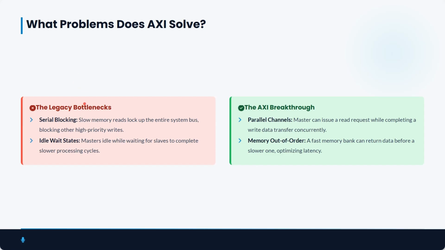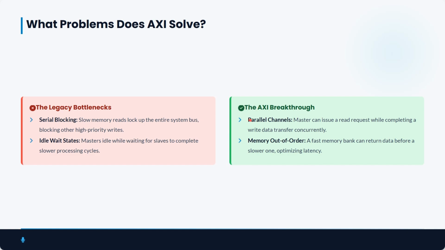So what actual architectural problem does AXI solve inside an SoC? In older shared bus architectures like AHB, you run into several legacy bottlenecks. So let's have an example. Imagine a CPU issuing a read request to a slow external flash memory on a shared bus. While the CPU waits for that slow read to finish, no other block, like a DMA controller trying to write fast data into an internal SRAM, can use the bus. The entire bus stalls. So in idle wait states, the master spends precious clock cycles sitting idle, waiting for the slow peripheral to complete processing. AXI solves it through structural splitting breakthroughs.